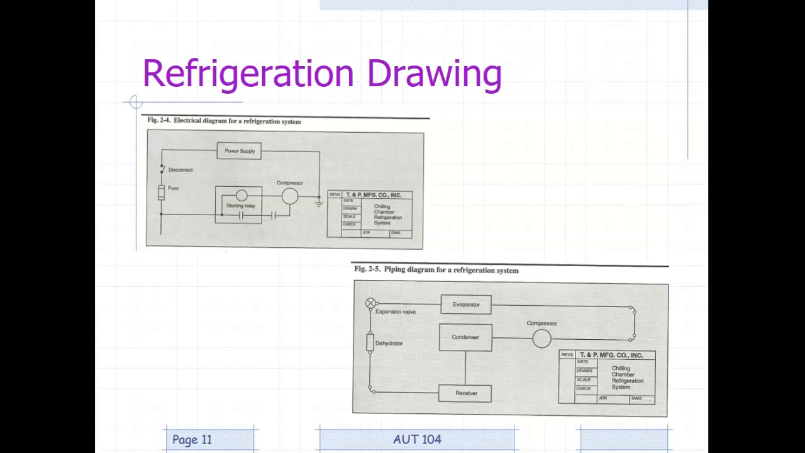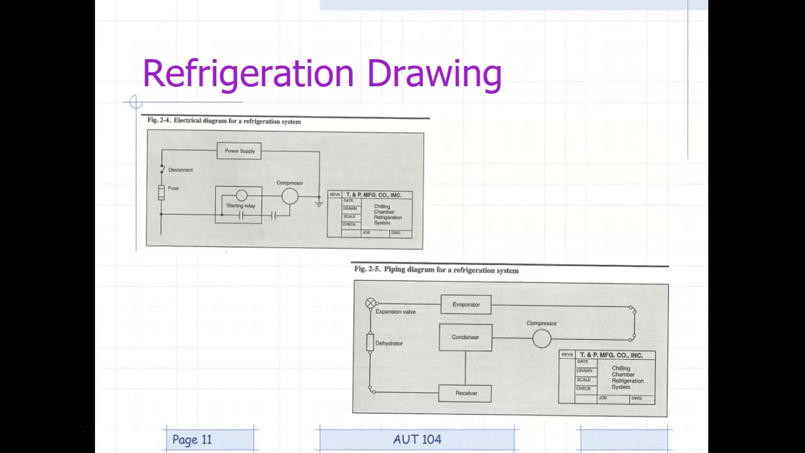All right, so these are refrigeration drawings. You have electrical diagrams for a refrigeration system, and you have a piping diagram for a refrigeration system. How do I know which is which? If I didn't know which one was which, how would I know? Well, first of all, I can try checking my little boxes on these right here. Doesn't really give me much. It says it's a chilling chamber refrigeration system. That doesn't help. Okay, so I start looking for symbols.